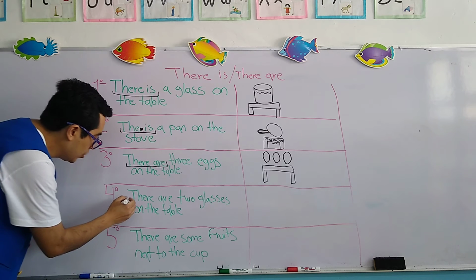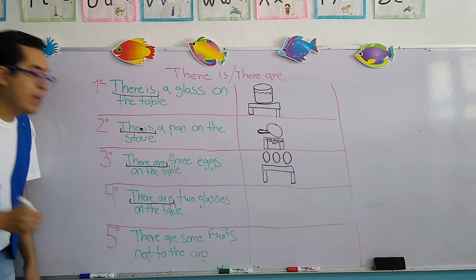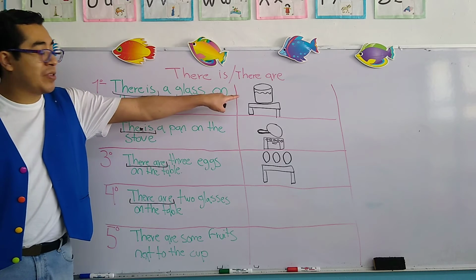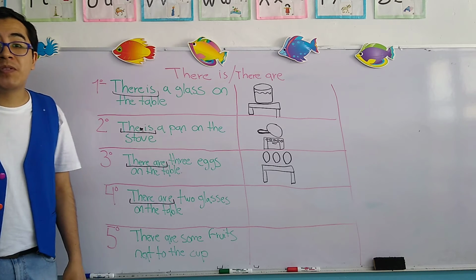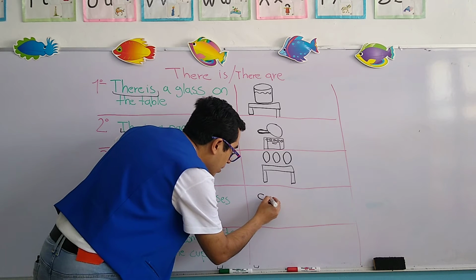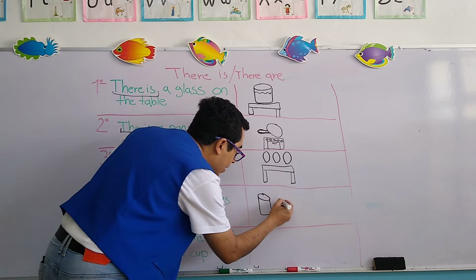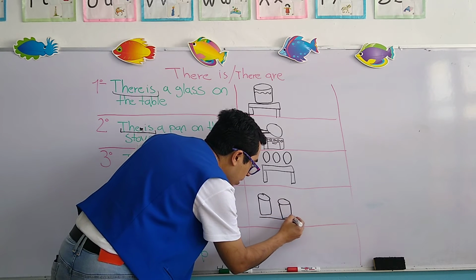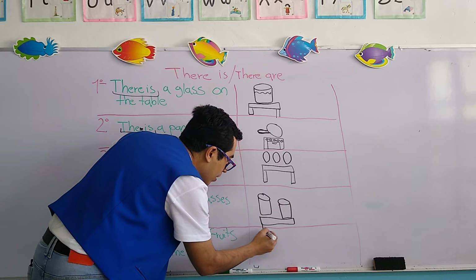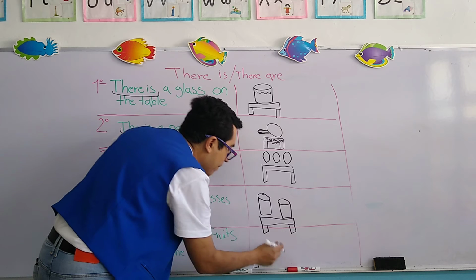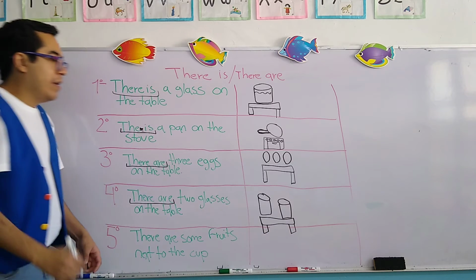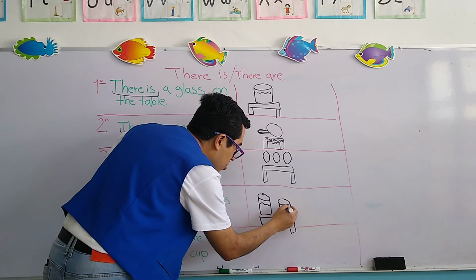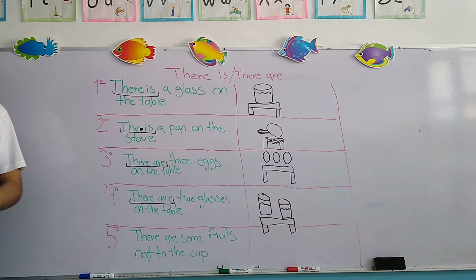Okay, very good. Then number 4 says there are 2 glasses on the table. Once again, we are using there are, which means plural. There are 2 glasses on the table. Unlike the first sentence, remember the glasses are in the form of cylinders. There are 2 glasses, 1, 2, and these glasses are on the table. Okay? Very good. Now, once again, if you want to fill them with milk or with soda or with juice or with water, you can fill them, si los quieren llenar.